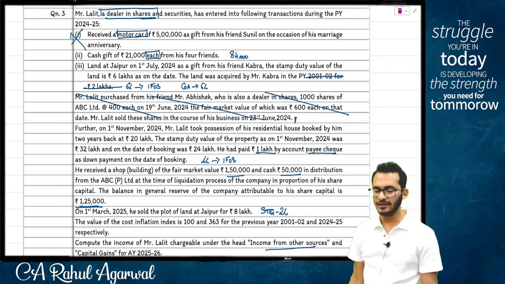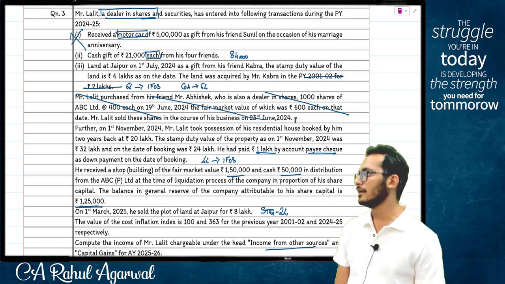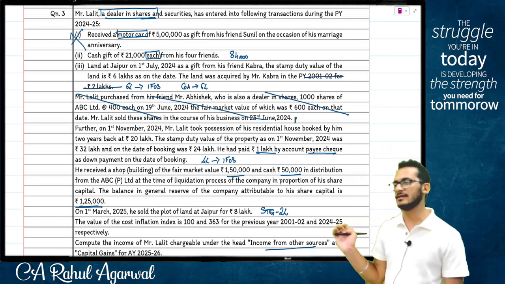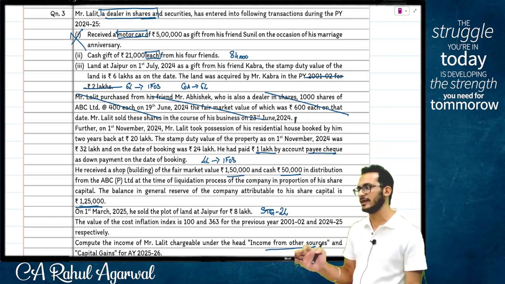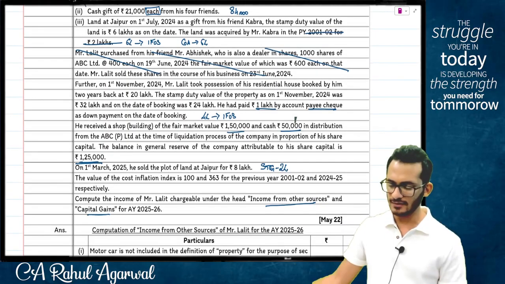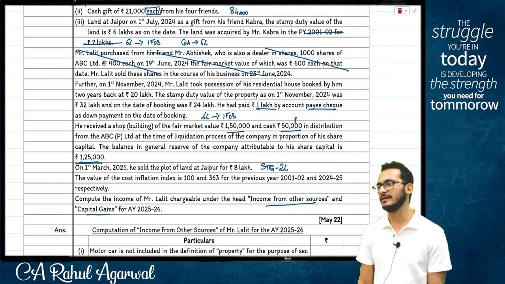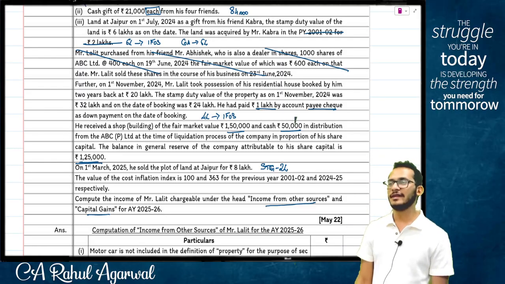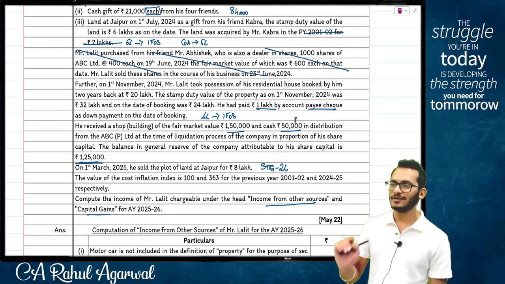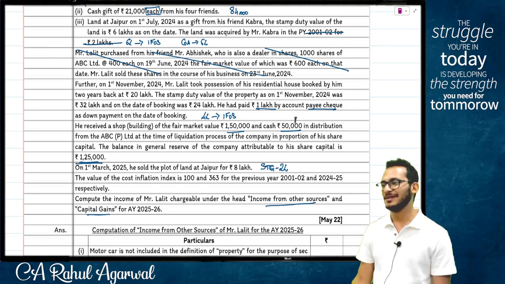The value of cost inflation indexes are given to you. Relevant, not relevant? Not relevant, because my asset is taken as per current date. There is no inflation indexing. This is what your income from other sources and capital gains will look like. When I told you that I'll be discussing the paper, I won't be discussing it from the paper. I'll be discussing from here.